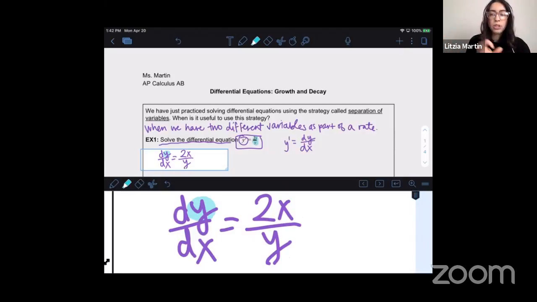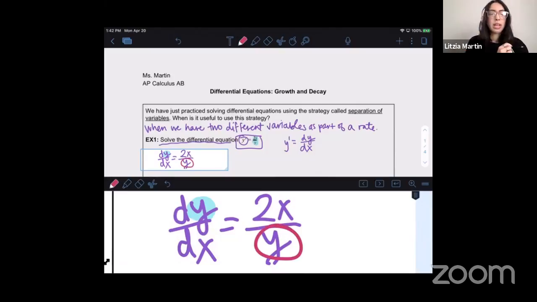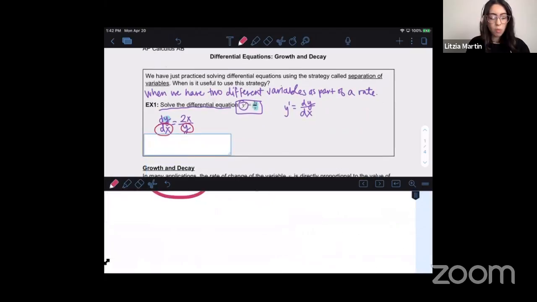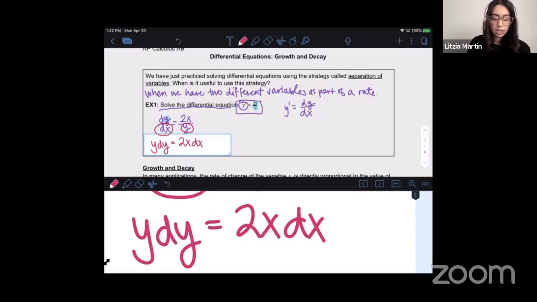So I have dy on the left side. I'm going to need to move this y over to that side as well. So to do that, I'm going to multiply by y. And then the dx, I'm going to multiply that to the other side. So then I have y dy is equal to 2x dx. So there's the separation, and now we can integrate now that it's separated.